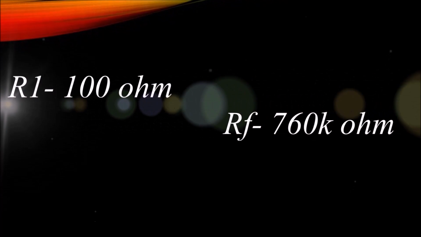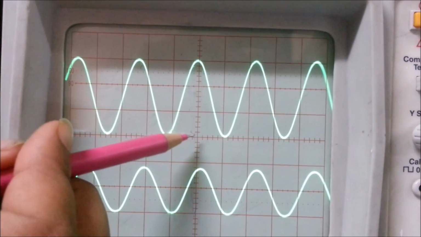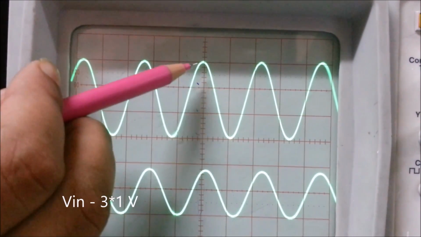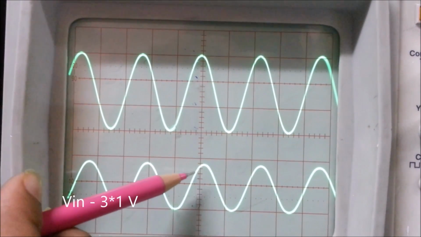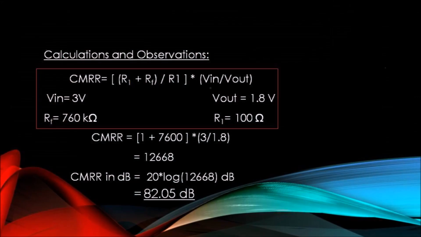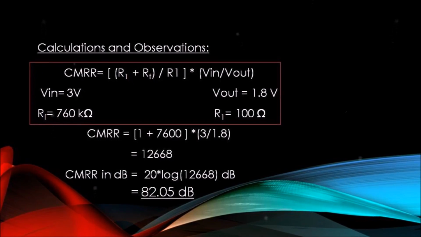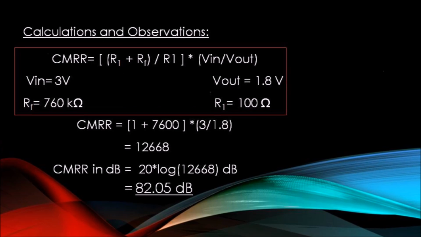Case 2, R1 is 100 ohms and RF is 760 kilo ohms. Measuring our input, it is block number 1, block number 2 and block number 3. V input is 3 into 1, 3 volts, and V output is 1.8 into 1, that is 1.8 volts. CMRR equal to 12668 and CMRR in dB is 82.05 dB.